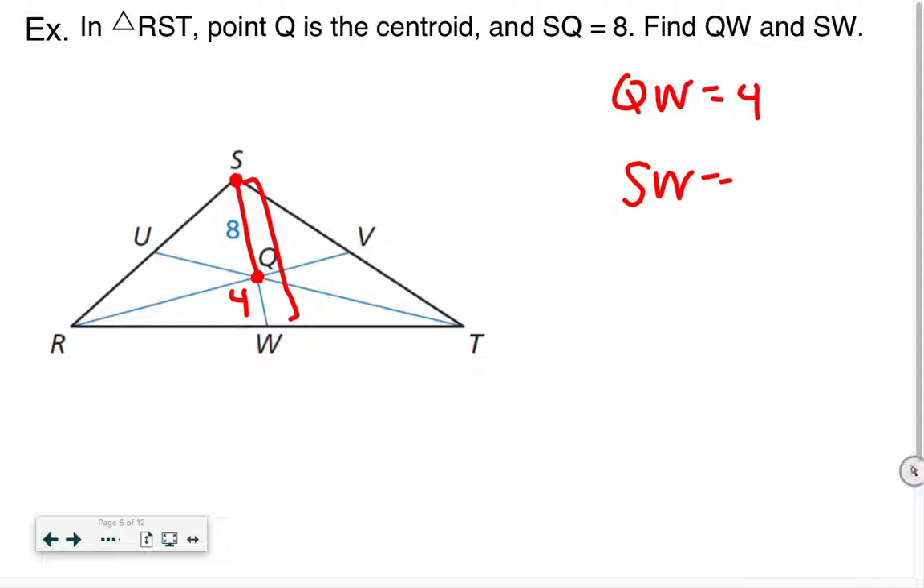So then how do you suppose I can find S to W, which is the entire length of the median? You just add them together, a little segment addition. 8 plus 4? 12. Now, let me go back for a minute. Q to W was the 1/3 piece. What's a third of 12? 4. And that's exactly what we had there. Very good.